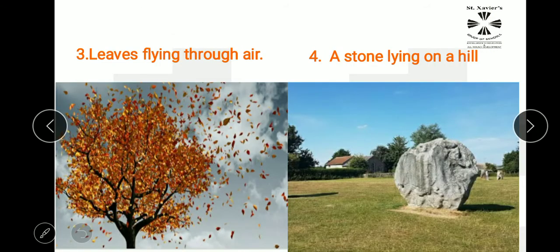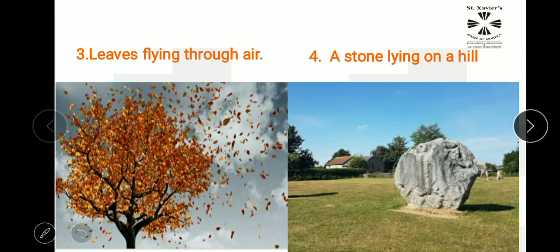Third, leaves flying through air. They are changing place. The leaves are moving from one place to another place. So there is displacement, a change in place. Whenever there is change in place, motion is there. Fourth picture, a stone lying on a hill. It is not changing place. When there is no change in place, motion is not there, students. So here there is no motion.